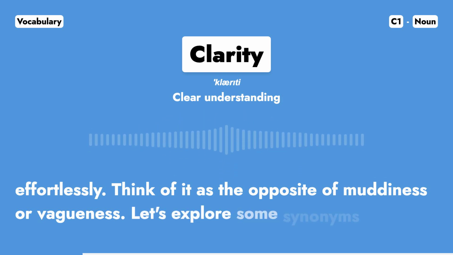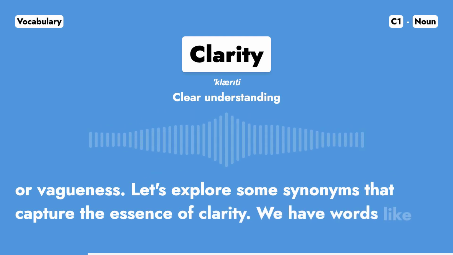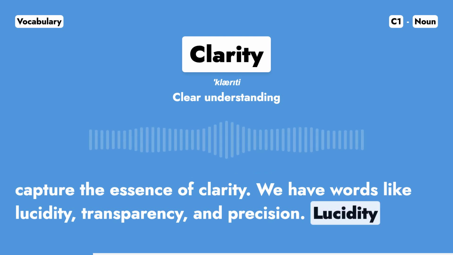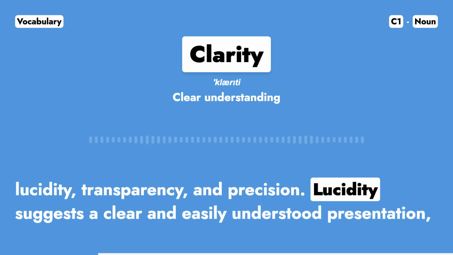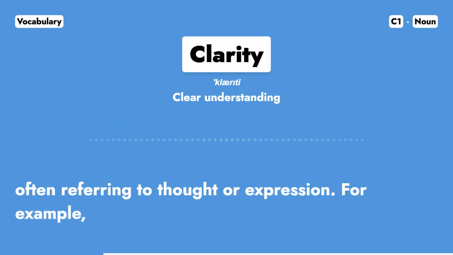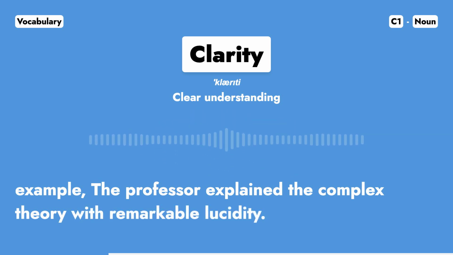Let's explore some synonyms that capture the essence of clarity. We have words like lucidity, transparency, and precision. Lucidity suggests a clear and easily understood presentation, often referring to thought or expression. For example, the professor explained the complex theory with remarkable lucidity.